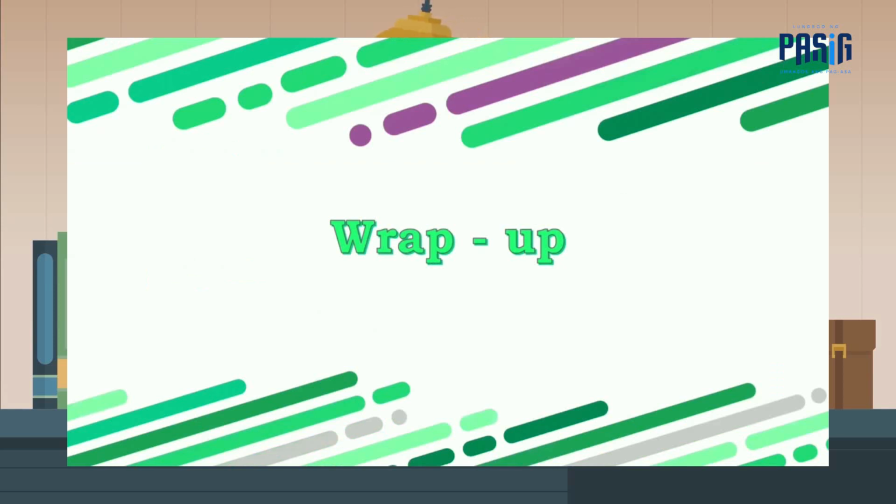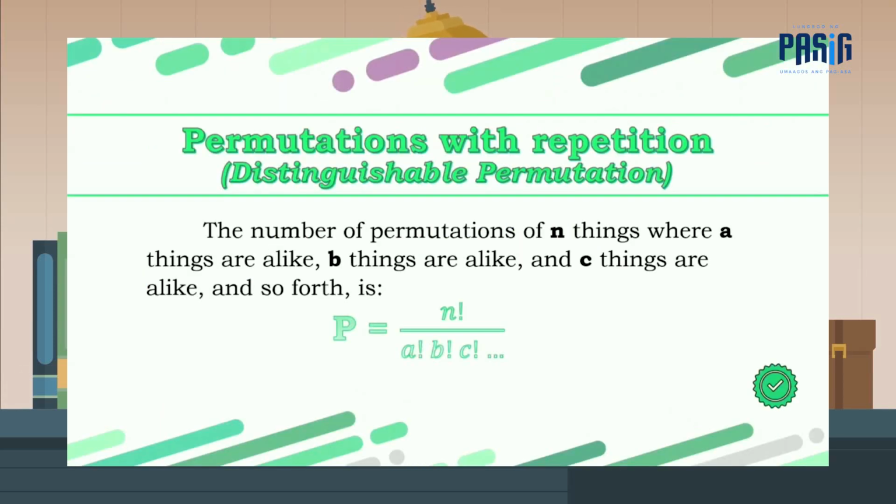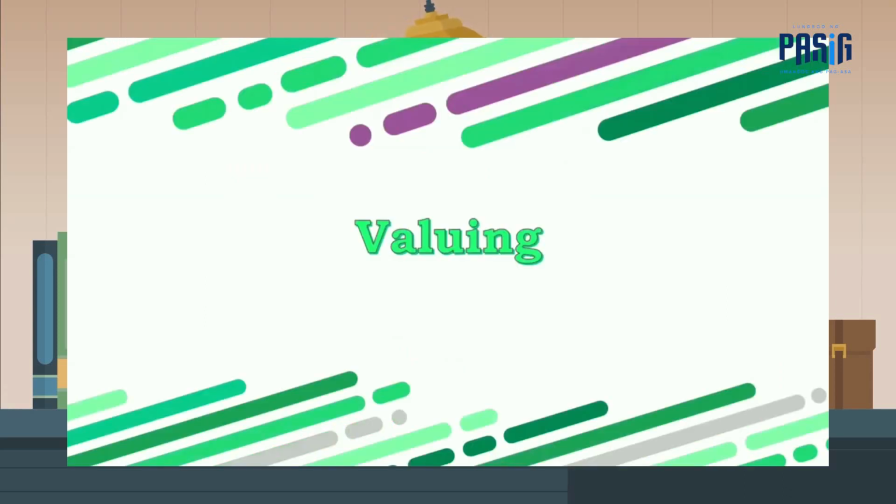Okay, for our wrap-up, remember that permutation with repetition or distinguishable permutation, the number of permutations of n things where a things are alike, b things are alike, and c things are alike, and so forth, is P is equal to n factorial divided by a factorial times b factorial times c factorial.